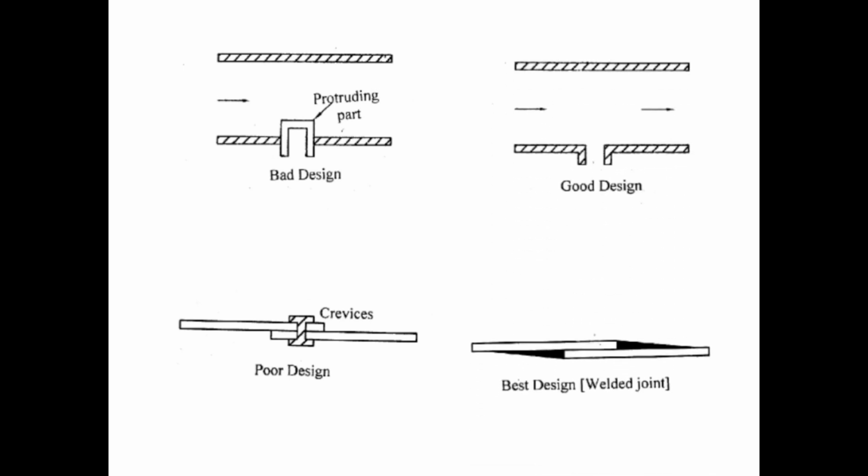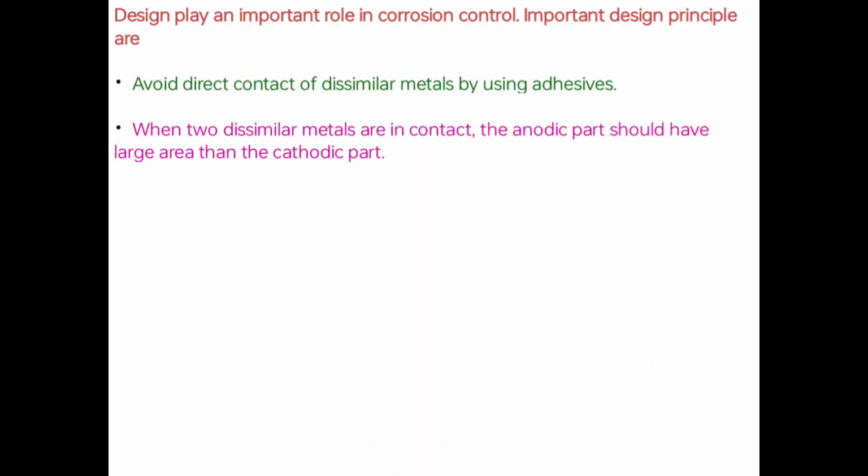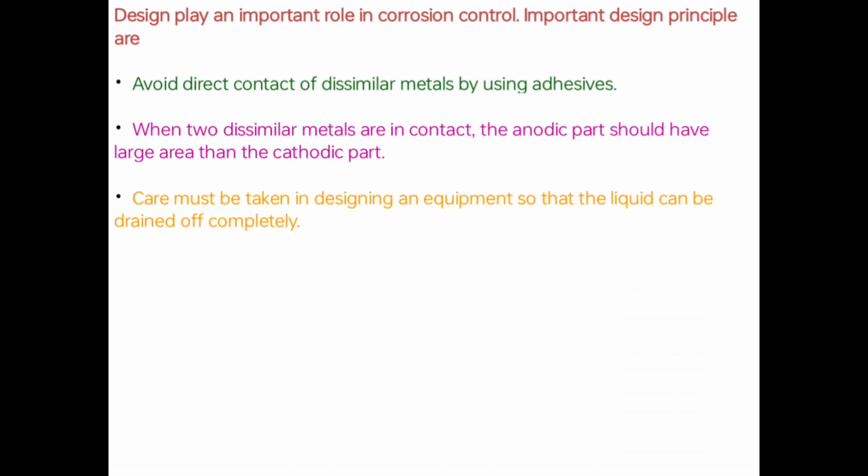Second one, good or best designs have well-joined parts. Design plays an important role in corrosion control. Important designing principles: avoid direct contact of dissimilar metals, using adhesives. When two dissimilar metals are in contact, the anodic part should have a large area compared to the cathodic part. Care must be taken in designing equipment so that a liquid can be drained off completely.